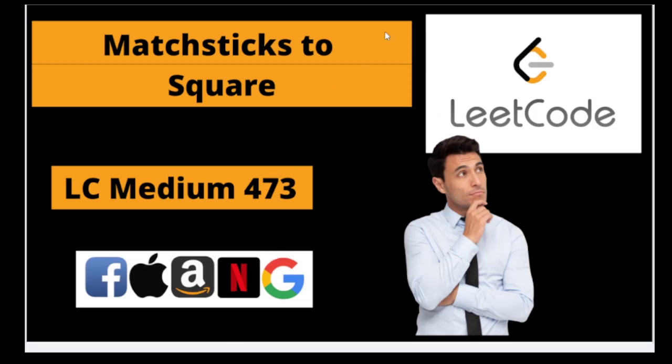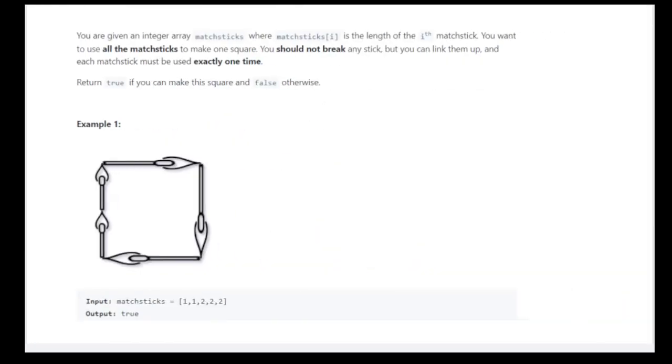Okay, so let's see the question. Now, they are saying we have been given an array of matchsticks. That's an integer array, and each element will depict the length of that particular matchstick. You want to use all the matchsticks to form one square. So all of the given matchsticks should be used such that they form a single square.